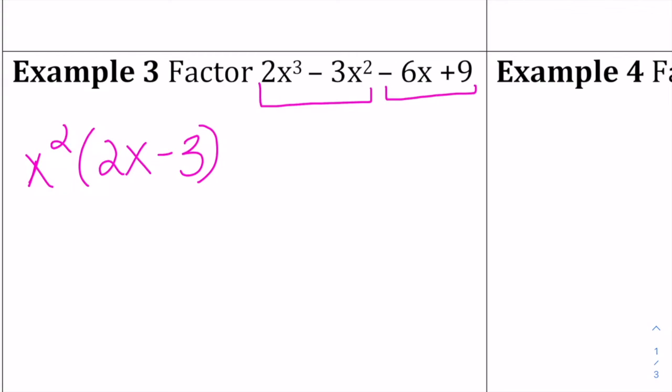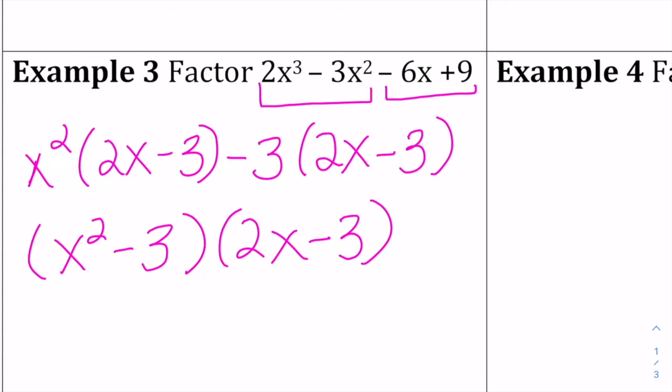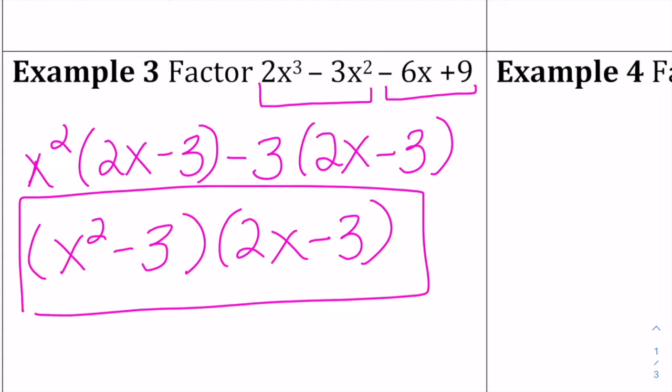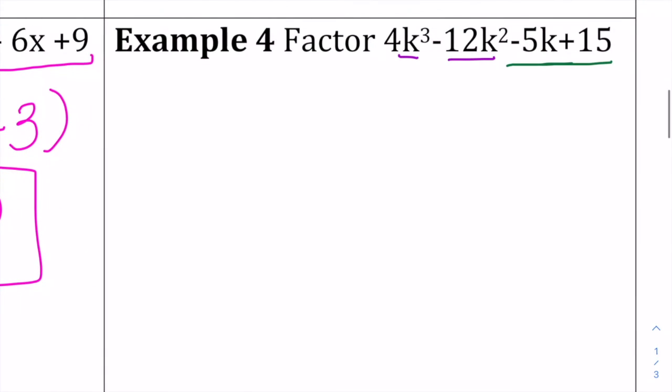Now for the next two, I can factor out a negative 3. Because I want to have a positive 2x in there, minus 3. Right? We want that binomial to be the same. So when I factor out 2x minus 3, I'll be left with x squared minus 3 times 2x minus 3. And that's prime. Okay, both of those are as factored as much as we could.